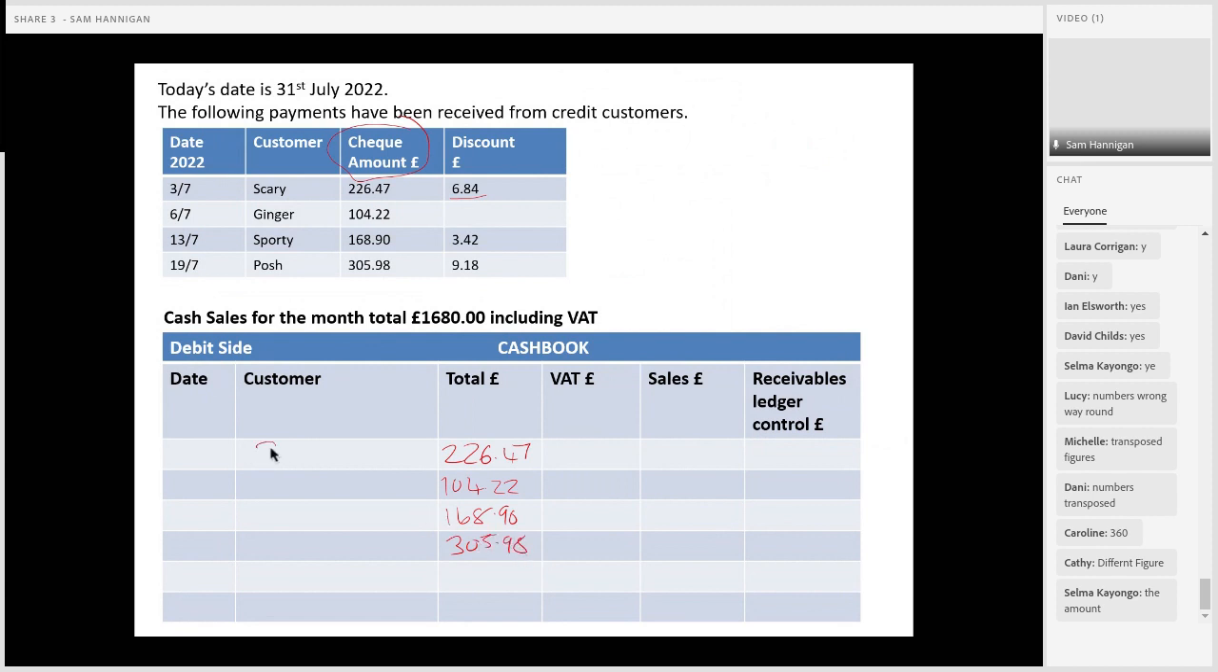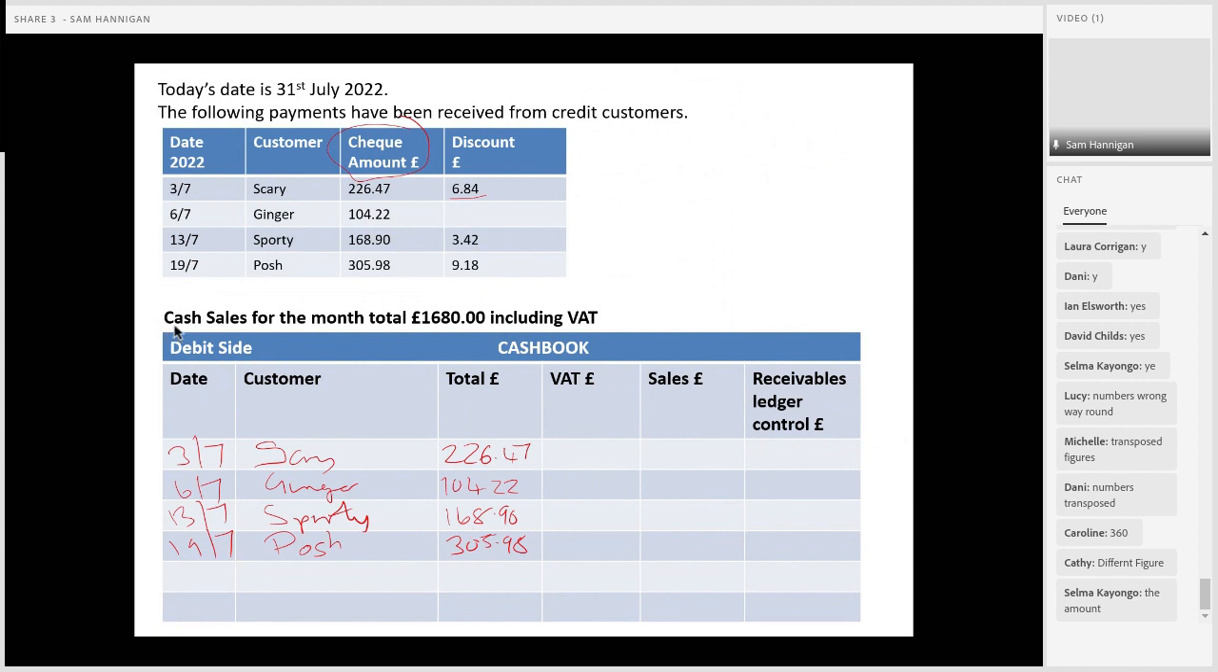So you've got 226.47, 104.22, 168.90, 305.98. Okay, customers, you've got Scary, Ginger, Sporty, and Posh. And you've got 3rd at 7th, 6th at 7th, 13th at 7th, and 19th at 7th. Okay, so if you're as old as me, you'll know that's the Spice Girls. Okay, so I wasn't really sure what I was doing when I wrote this using Spice Girls names, but hey-ho.